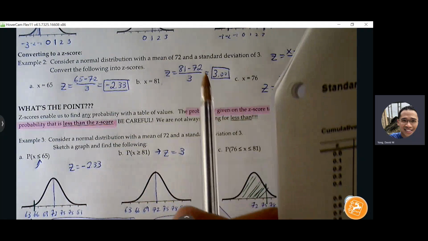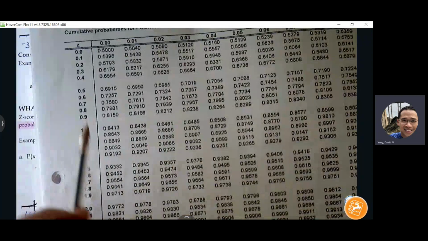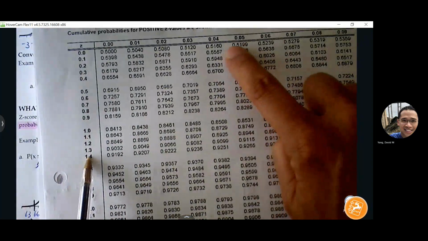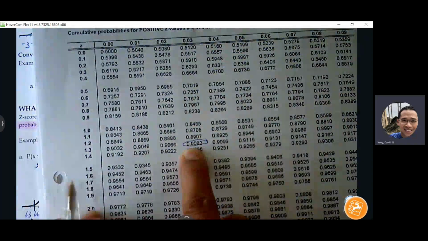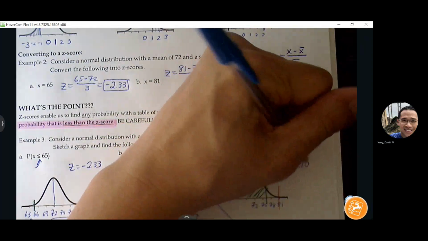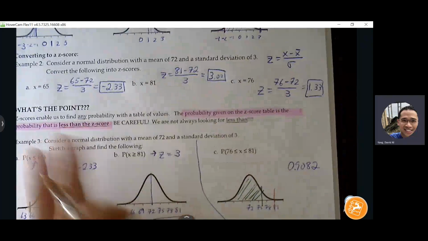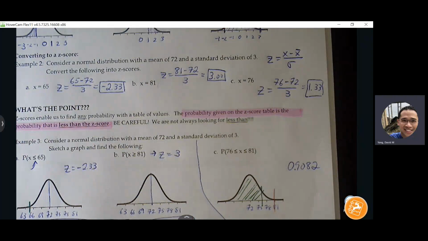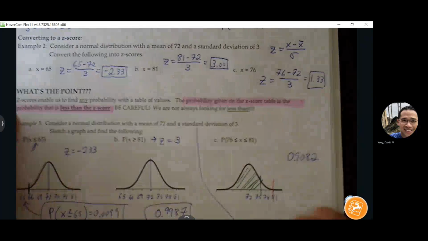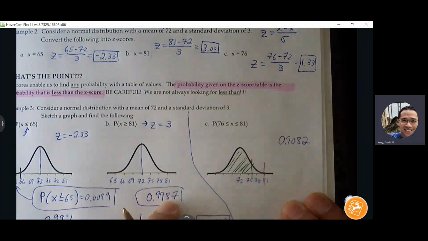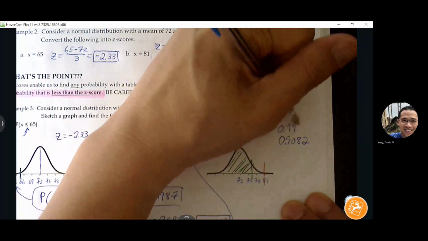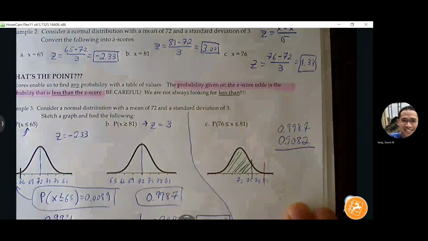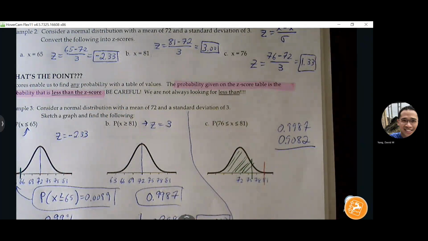Okay, so for 76, the z-score is 1.33. 1.33 is on page 3, which is 0.9082. And you're always going to do the larger minus the smaller. And then 81 is 0.9987. We found that from before. Subtract those two.